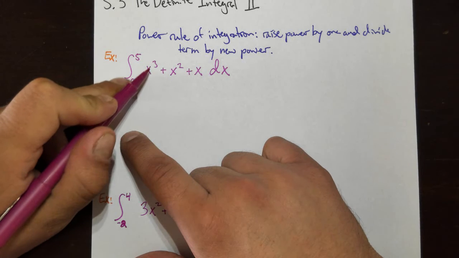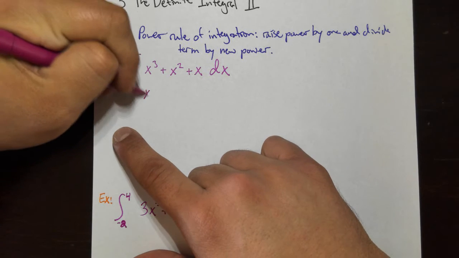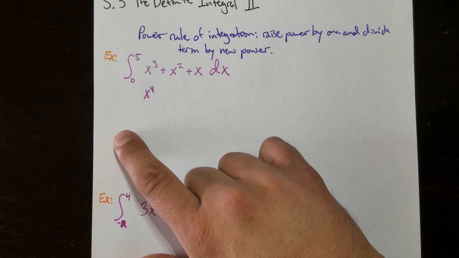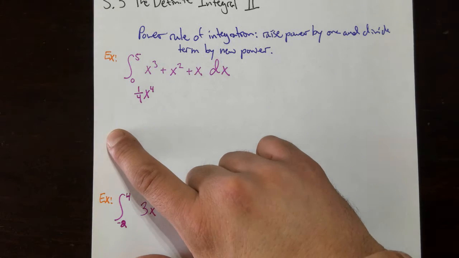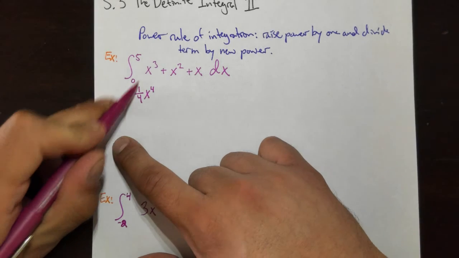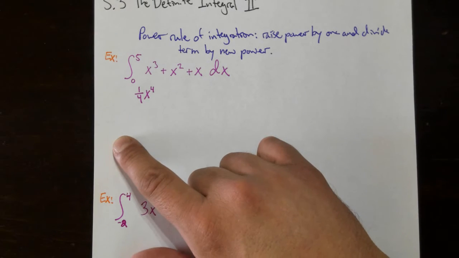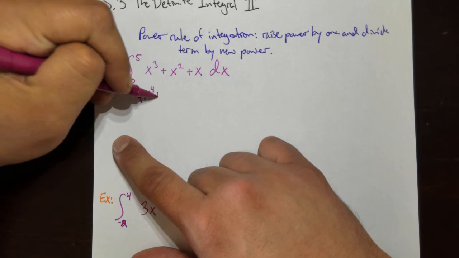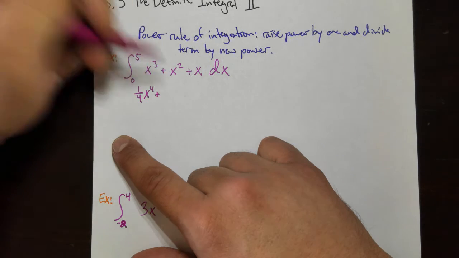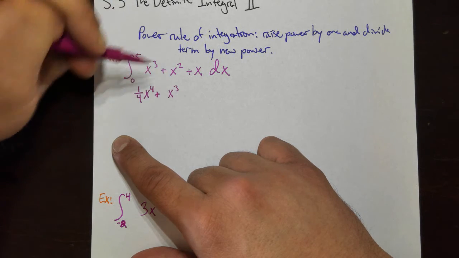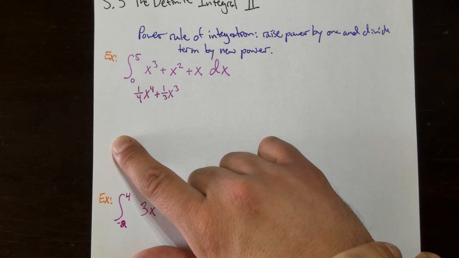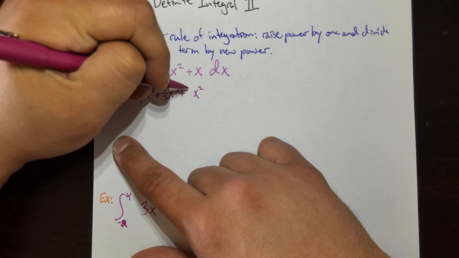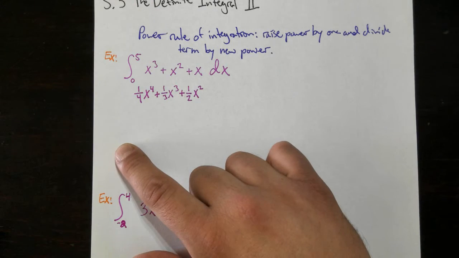So x cubed, let's raise the power by 1, so that's going to give us x to the 4th, and then divide by 4, or we can think multiply it by 1/4, either way. You see how if I take the derivative of this, I'll get back x cubed? Now let's do it here. We raise the power by 1, and then divide by that power. So x cubed, and then multiply by 1/3, and there we go. Then this one is going to be x squared, and then divide by 2, or multiply by 1/2. And there you have it.